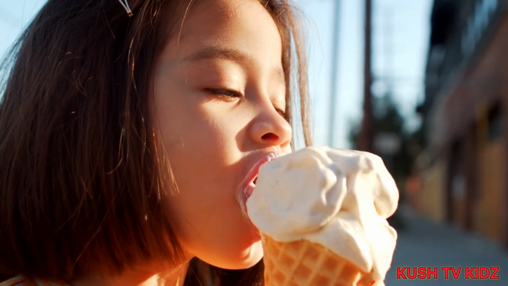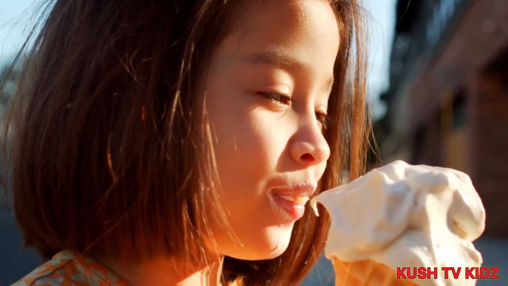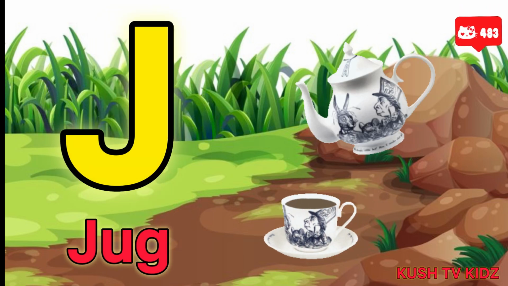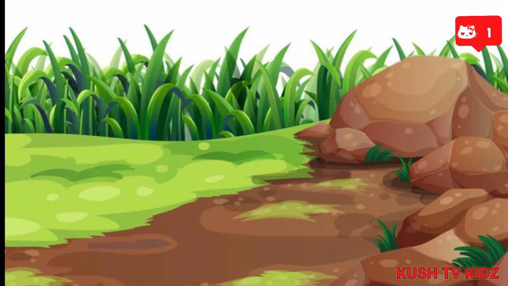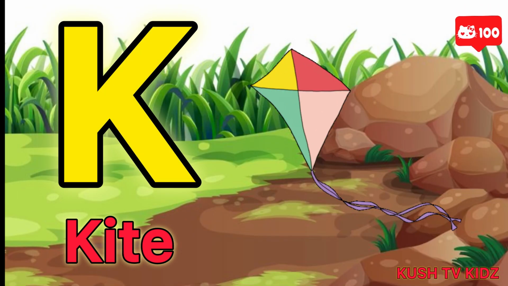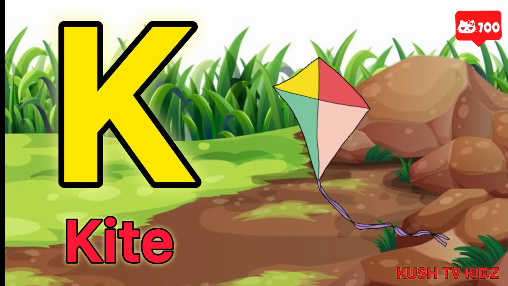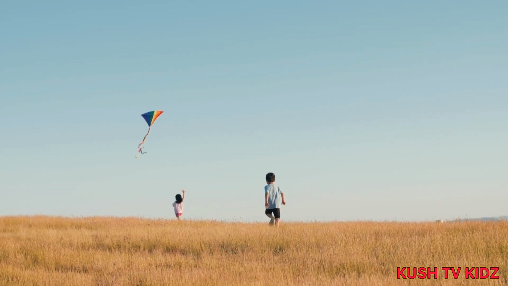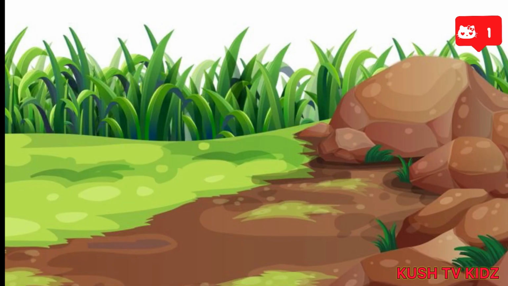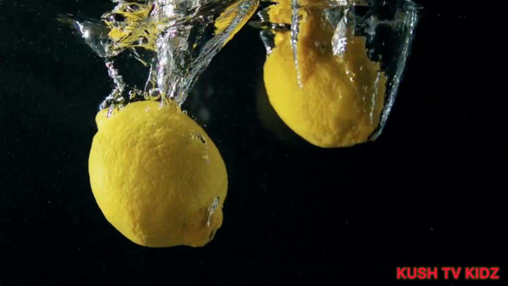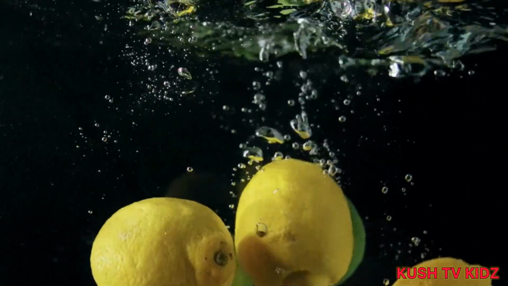I for ice cream. J for jug. K for kite. L for lemon.